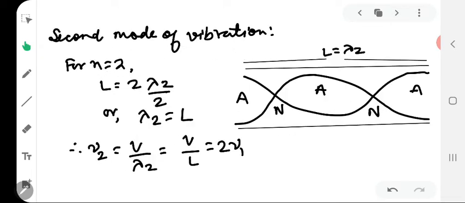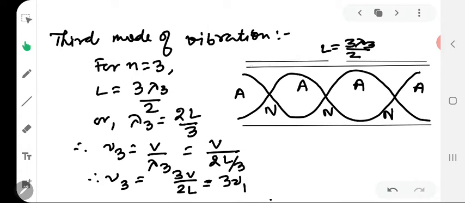Coming to the second mode of vibration, for n equal to 2, we get L equal to 2 times λ2/2. λ2 is the wavelength of the standing wave set up. So obviously λ2 becomes equal to L. If ν2 is the frequency of the wave set up, then ν2 is v/λ2, that is v/L, and this is equal to twice ν1. So this is the first overtone or the second harmonic, and this is how the wave shall be created, in which we have 3 antinodes and 2 nodes, and L is equal to λ2.